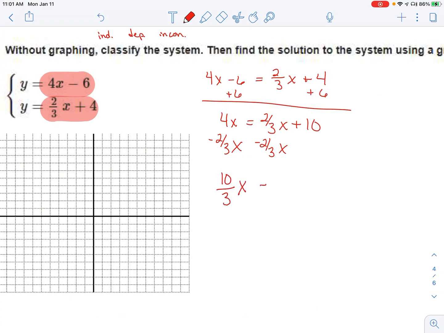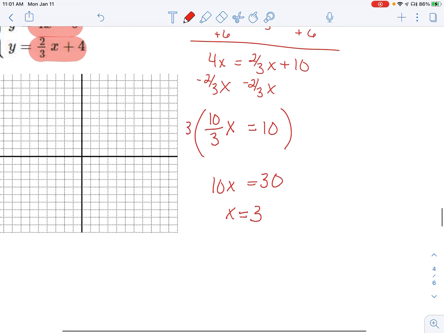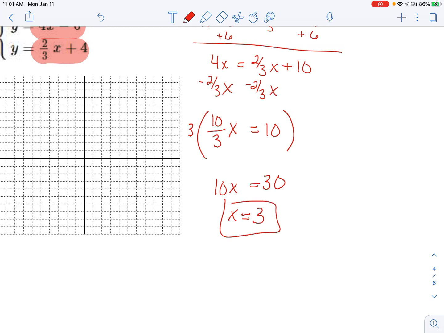10/3 x equals 10. Multiply by 3. I'm just solving for x. So I get 10x equals 30. Divide by 10. X is 3. So I'm getting an answer. See how I got x equals 3? That's automatically independent.